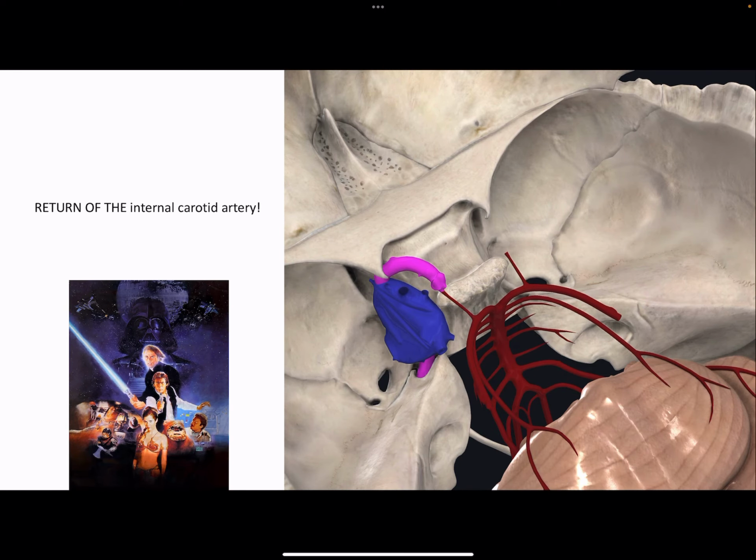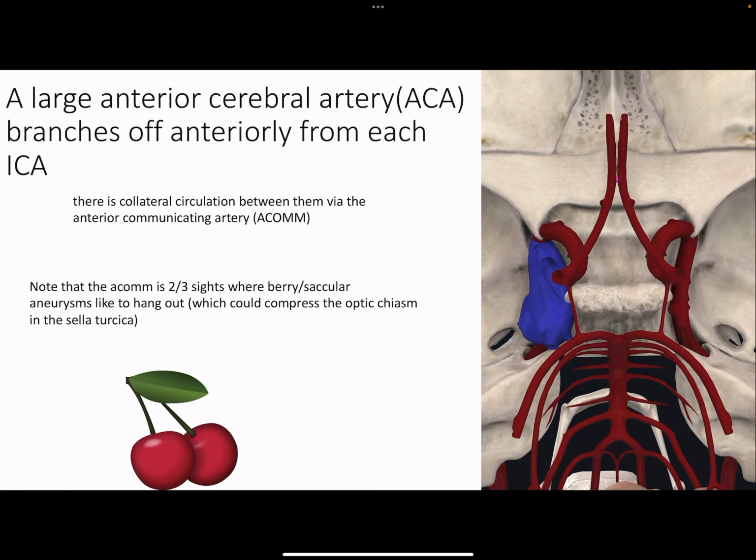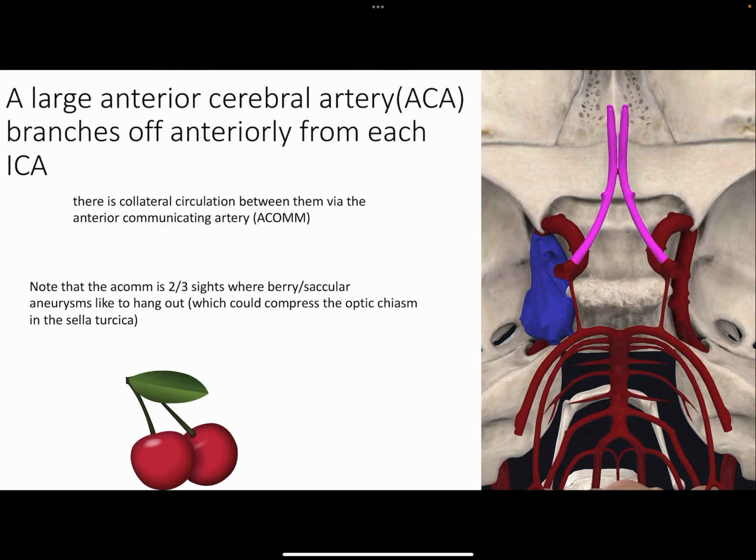All right, return of the internal carotid artery. We did the posterior. We're back to the anterior. Let's see what's going on. The ACA, anterior cerebral artery, is going to branch off from the internal carotid, and see that little tiny anterior communicating artery between them. The communicating arteries are all about collateral blood flow, right? If there's an infarction over here, well, that's okay. Maybe some of this blood flow can be diverted over there and then make its way back over there. So a lot of collateral blood flow.